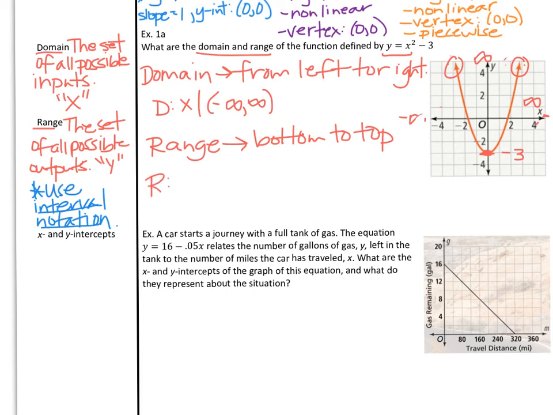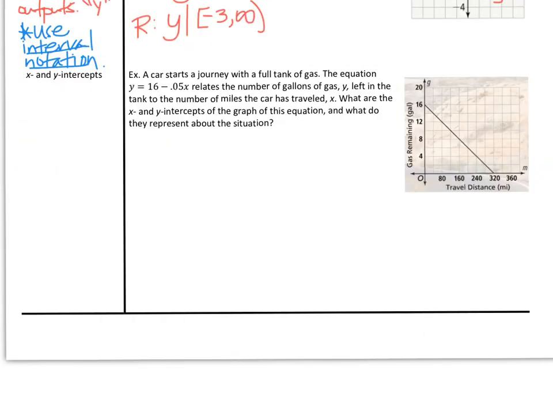Our range, which is represented by our outputs, which is y, we're going to use a bracket to show negative 3 is the lowest possible output. And a parenthesis, or excuse me, an infinity symbol with a parenthesis to show that it goes to positive infinity forever. And that's representing domain and range from looking at a graph.